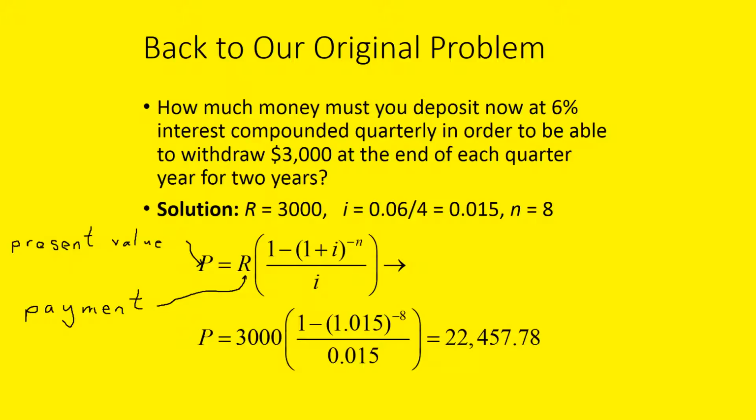And we're just substituting things into the formula. Payment, the 3,000, that's going to go in there for R, and for i, we had a 6% interest rate, interest compounded quarterly. So do that division because i equals r over m, right? We remember that, don't we?